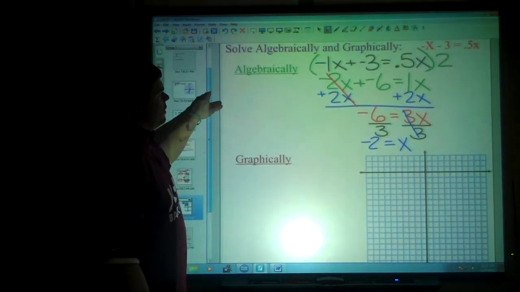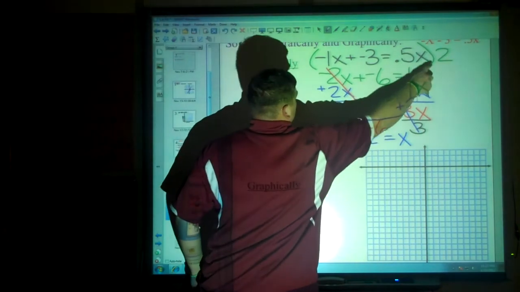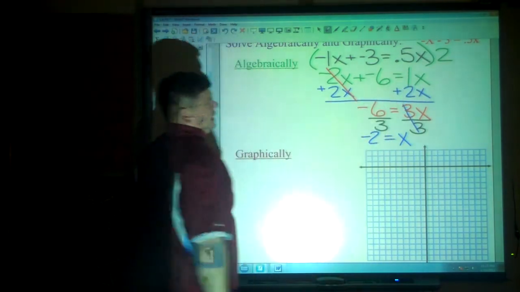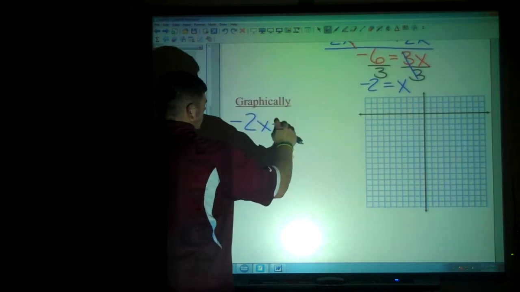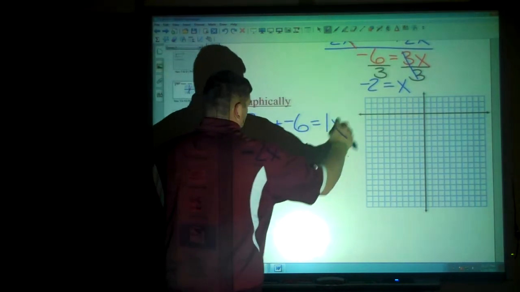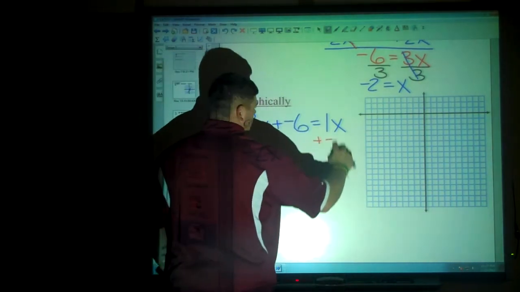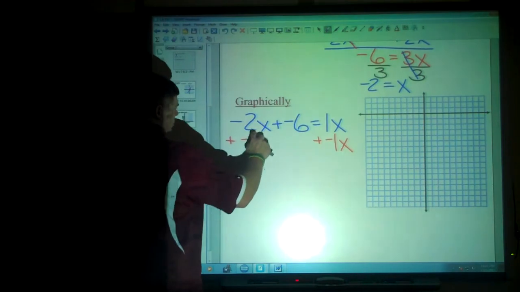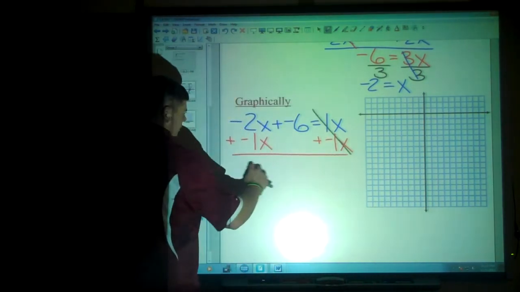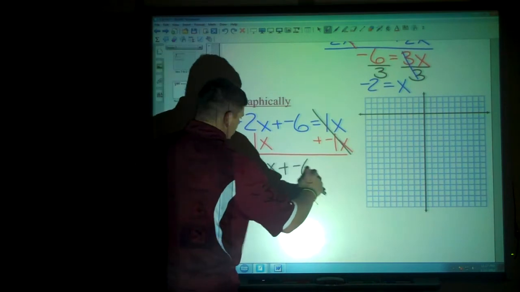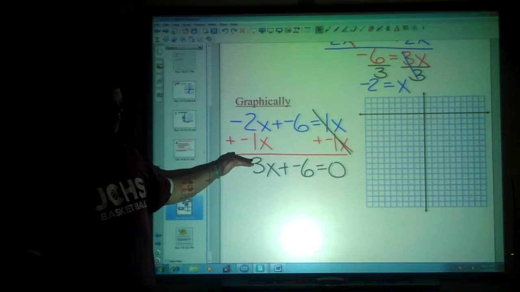Let's take our equation of negative 1x plus negative 3.5. Let's do the doubled version so we don't have to deal with any decimals. So negative 2x plus negative 6 is equal to 1x. According to step 1, we need to get everything onto one side. So we'll add negative 1x to both sides. Now you have negative 3x plus negative 6 is equal to 0. That's all step 1 according to graphing and solving.